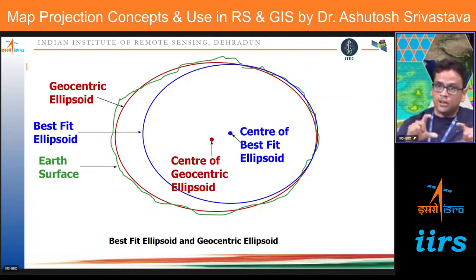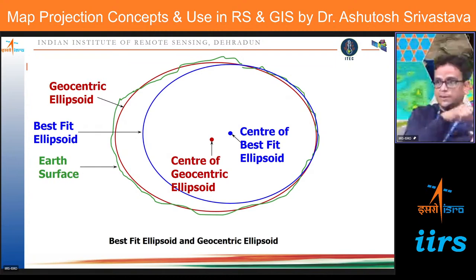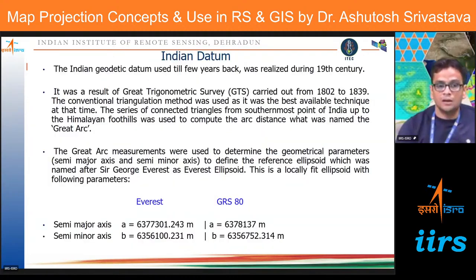And geocentric is globally accepted, and its center will coincide with the center of the Earth. So when we developed this ellipsoid datum, it was a result of the great trigonometric survey carried out from 1802 to 1839. And here we used the conventional triangulation methods, which was the best available technique at that time.